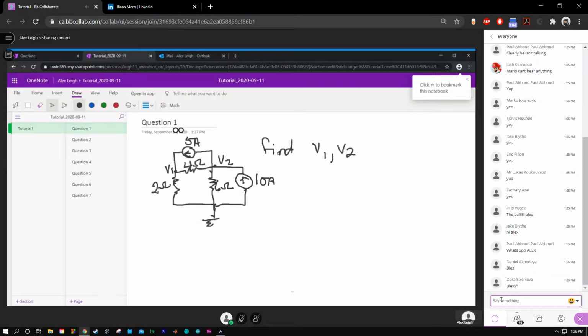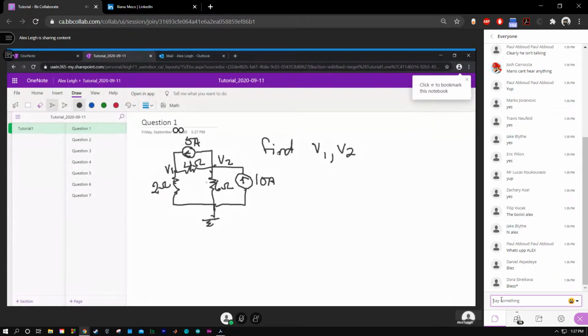Okay, so we have this circuit here. We have independent current sources here at 5 and 10 amp, and we have resistors here at 2, 6, and 4 ohms. We want to find V1 and V2. So what we're going to do is this is going to be a type of nodal analysis, so to speak, but we're going to be using the KCL, the current laws.